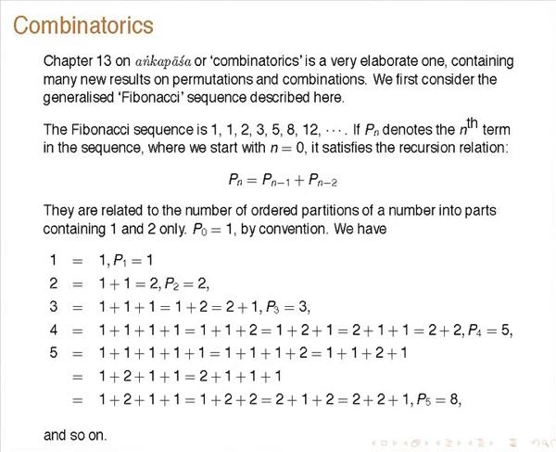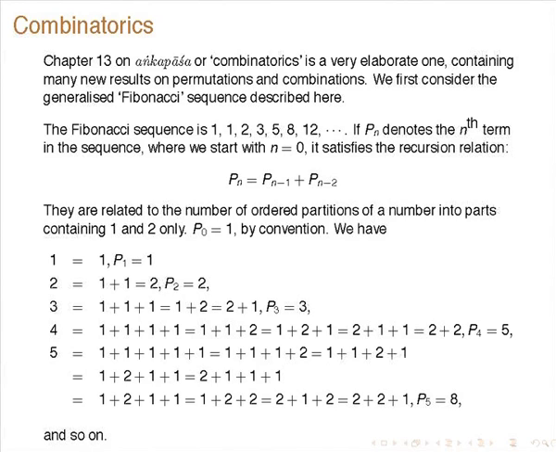Then of course, I will not be dealing too much with combinatorics, but a little bit I will tell, that is there in the 13th chapter called Ankapasha. It is a very elaborate one containing many rules, new results on permutations and combinations. So, he considers a generalized Fibonacci sequence he described here. We already heard about it.